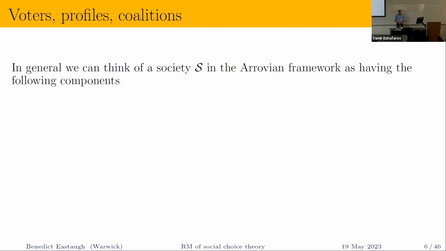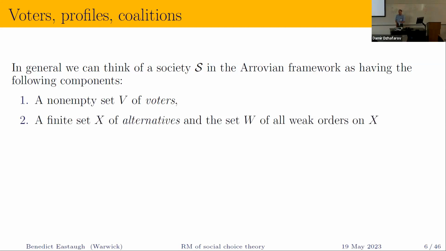Okay, so if you're working in Arrow's framework, as he originally developed it, more or less, we can think of a society as having the following components. You've got a set of voters, the electorate. We've got a finite set of alternatives, X, and we can think of these as being candidates in elections or social policies that might be enacted, or perhaps even scientific theories we're deciding between. It's been applied to many different scenarios. And then we have this set W of all weak orders on X.